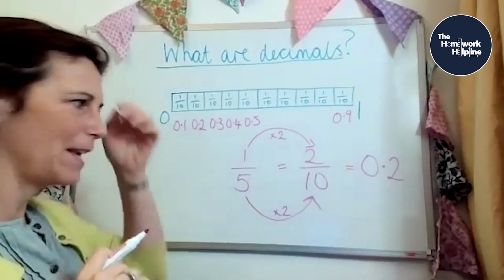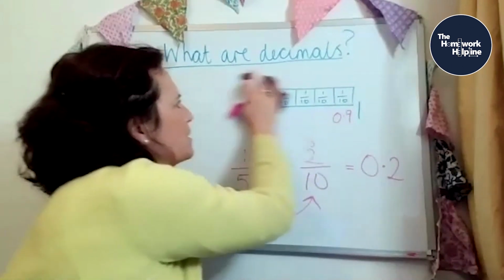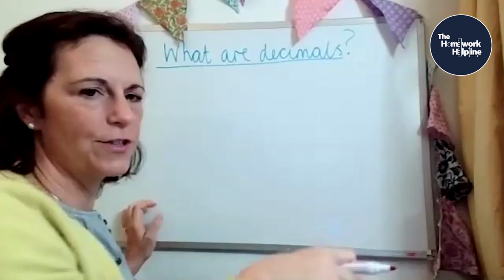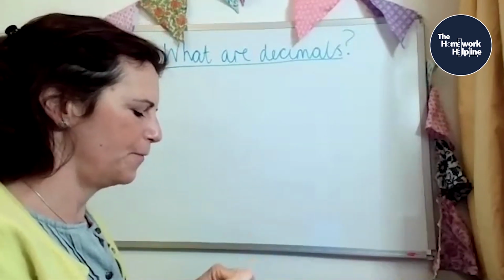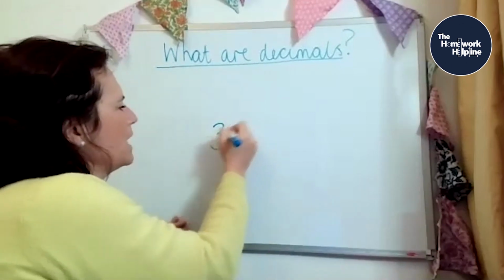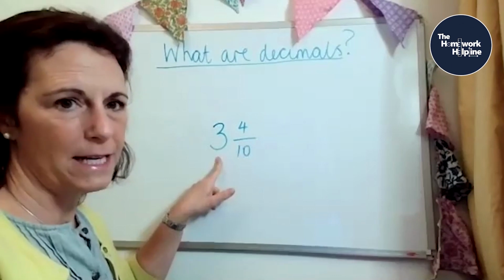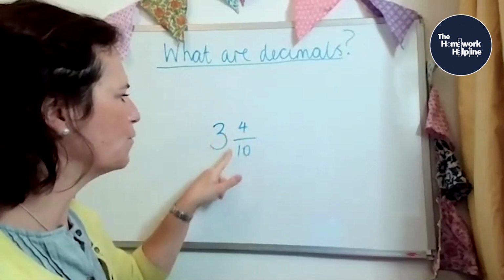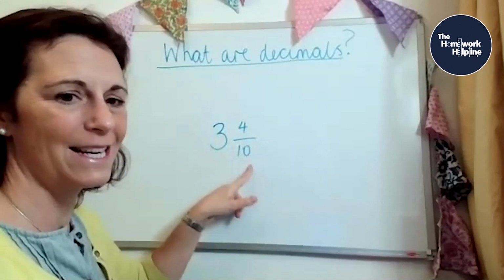Excellent. Right. Let's have a look at some whole numbers, and then we'll go on to hundredths. If we have 3 and 4 tenths, you'll know from your mixed numbers that that means 3 whole ones and 4 tenths. That's our fraction. It's a mixed number because it's got a whole number and a fraction together.